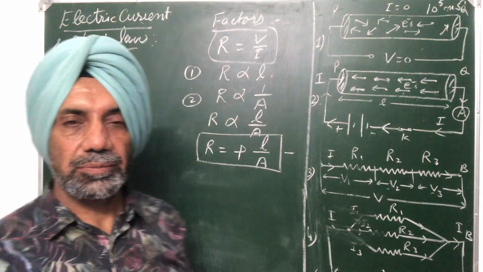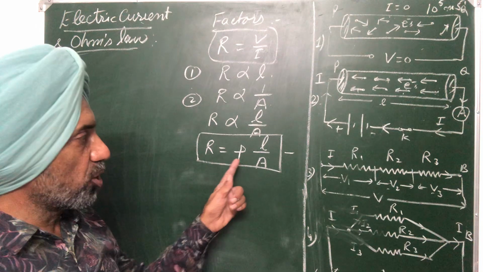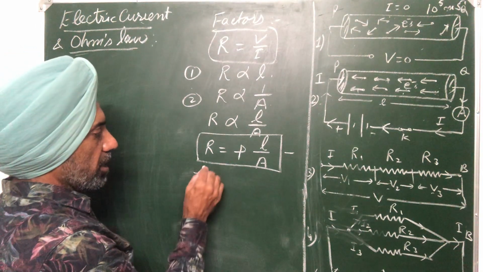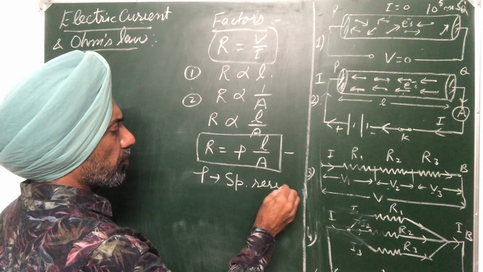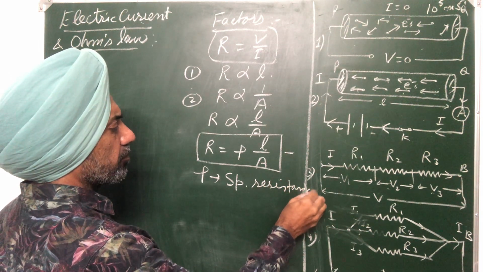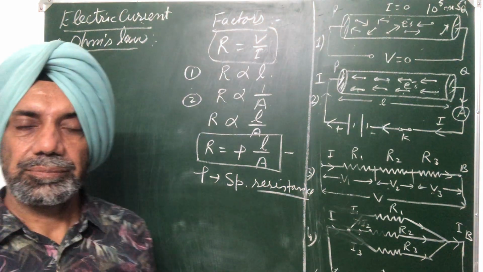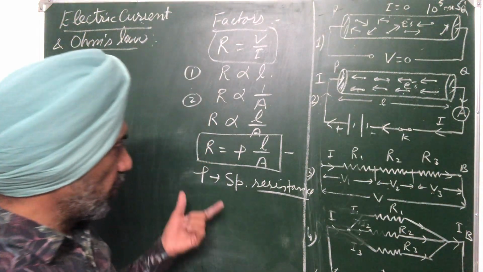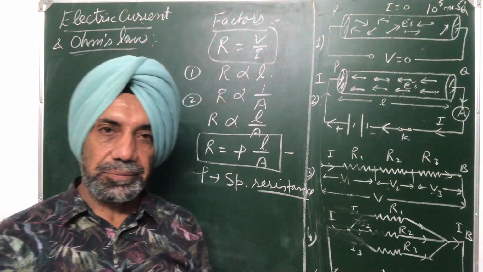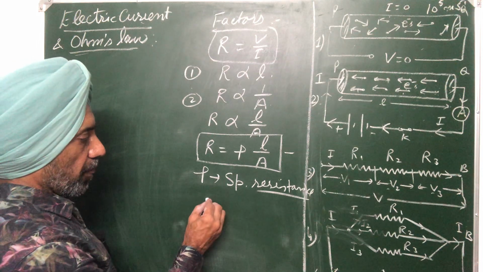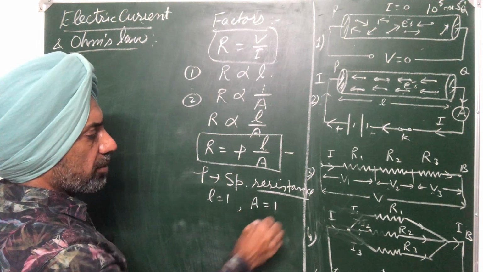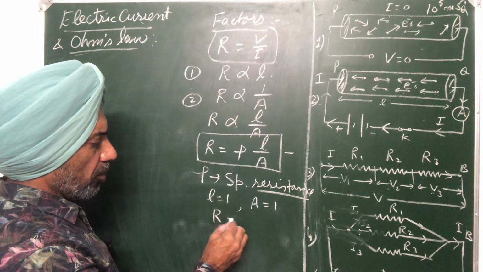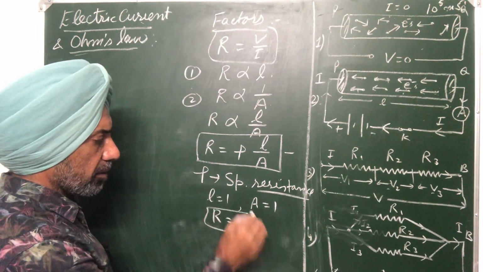Another expression, where rho is again a constant of proportionality, and this rho is called specific resistance or resistivity. Its value depends upon the nature of the material of the conductor. Now, if L is equal to 1 unit and A is equal to 1 unit, then R will be equal to rho, or rho will be equal to R.